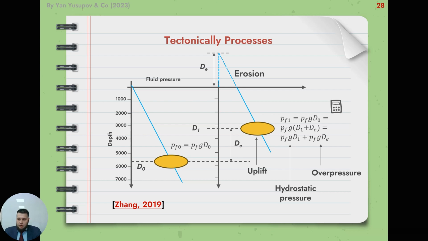Formation uplift and erosion causes overpressures. Take the example in this slide. Assume that the formation is perfectly sealed at burial depth D0, retaining a normal pressure of P0. If it is uplifted to depth D1, the pore pressure will keep the original value after uplift. If the formation keeps the original pressure after uplift, it will have overpressure at the new depth D1 compared to the current pore pressure.